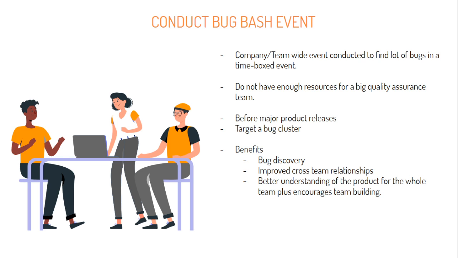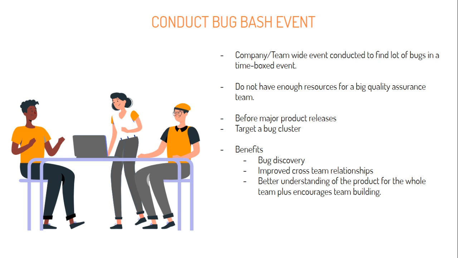A bug bash is a company-wide or team-wide event that happens with the collaboration of the entire team, right? When I say entire team, it includes developers, testers, and even your stakeholders, your product managers. So you have the entire team or the entire company involved in this event. This is basically a time-boxed event, and the objective is to find a lot of issues.